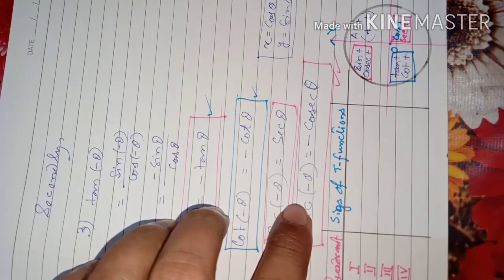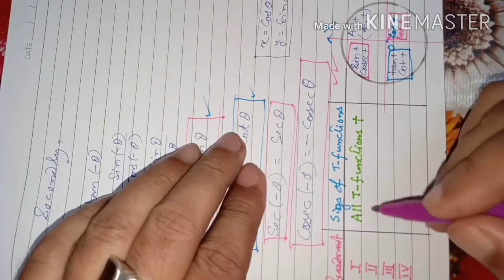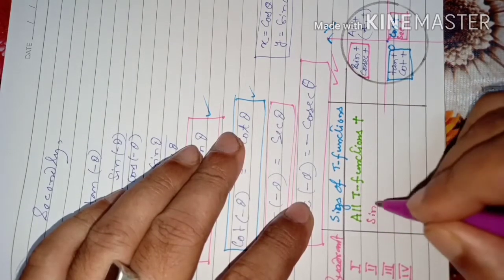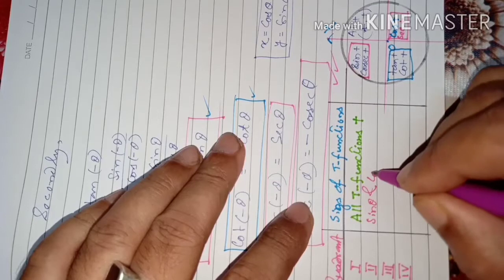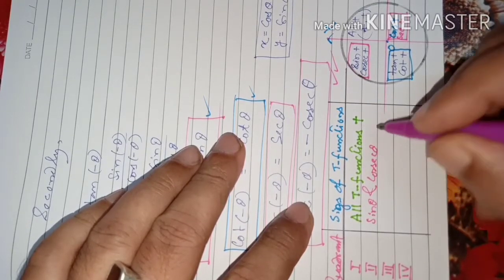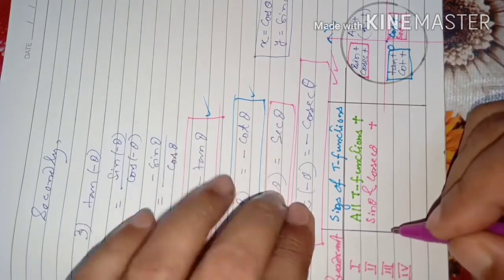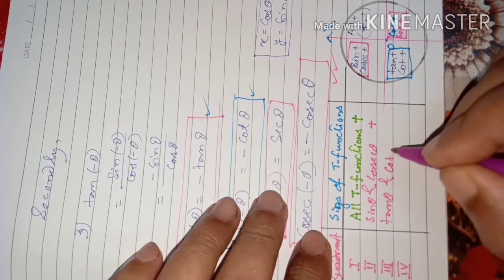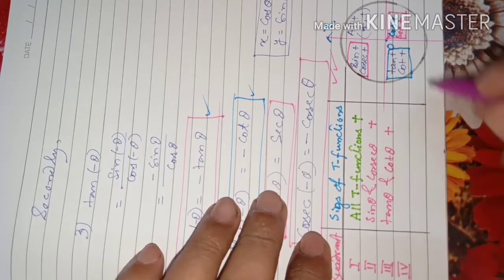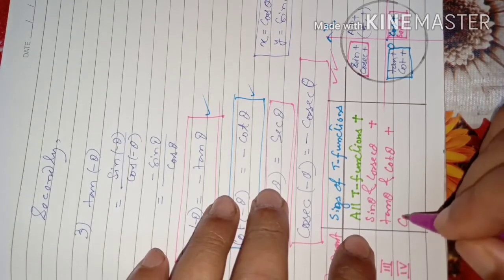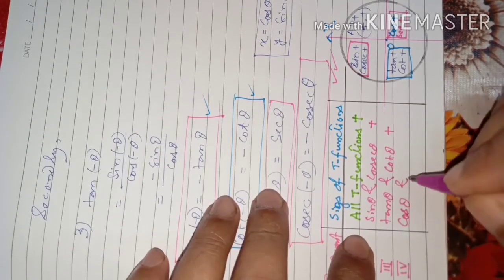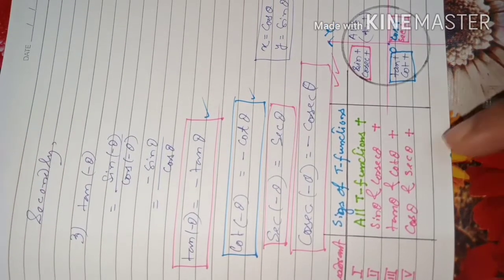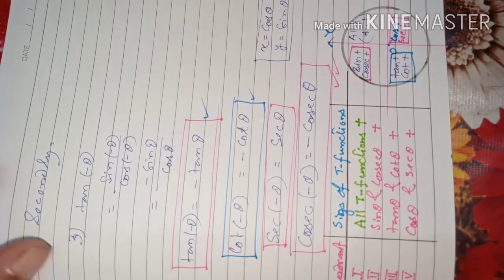All positive, we can write here all positive. In the first quadrant, all trigonometric functions are positive. In the second quadrant, sine theta and cosec theta only positive. And in the third quadrant, tan theta and cot theta only positive. And in the fourth quadrant, cos theta and sec theta only positive. So the remaining ratios, what will be their sign? It is understood, negative. Is it understood, dear students?